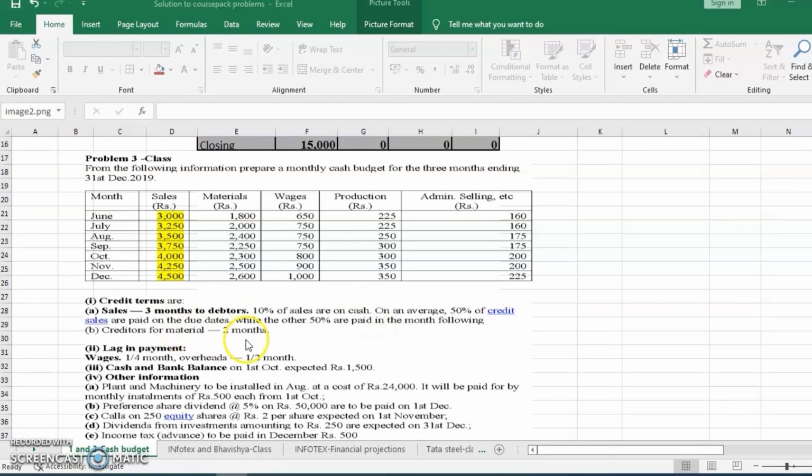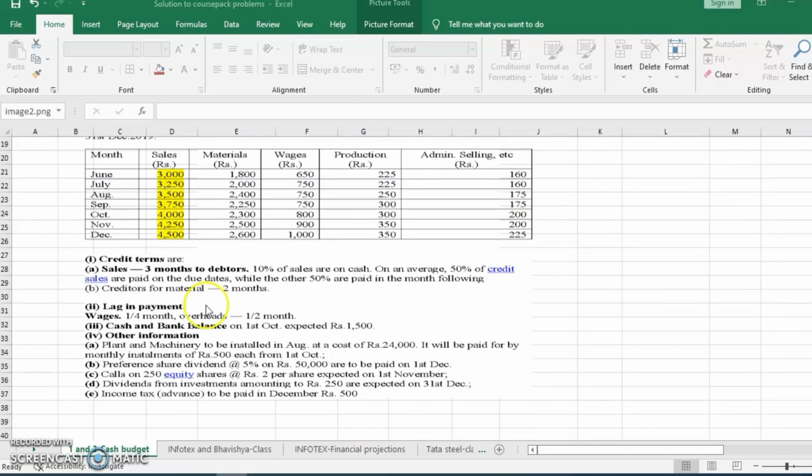Creditors for material, 2 months. This means the suppliers are allowing you a credit period of 2 months. So that which you have purchased in the month of June will be paid by you in the month of August. It goes on that way. Lag in the payment. Lag is basically the delay.